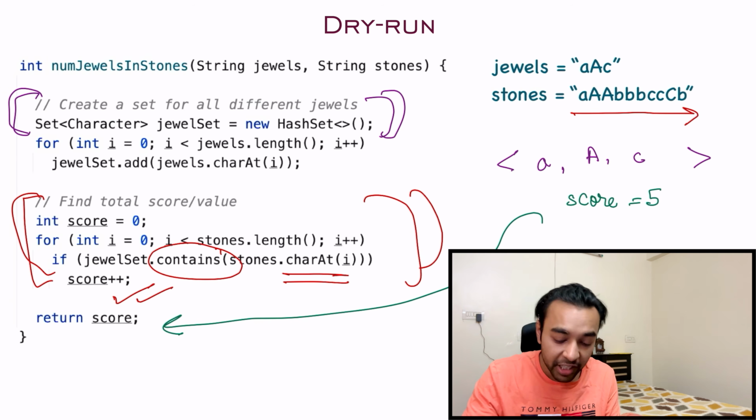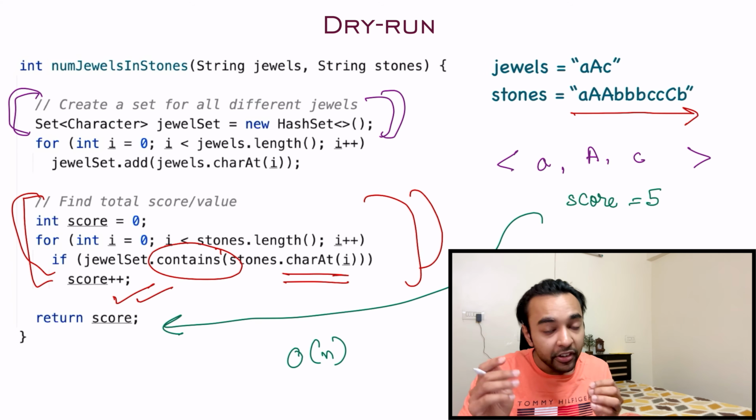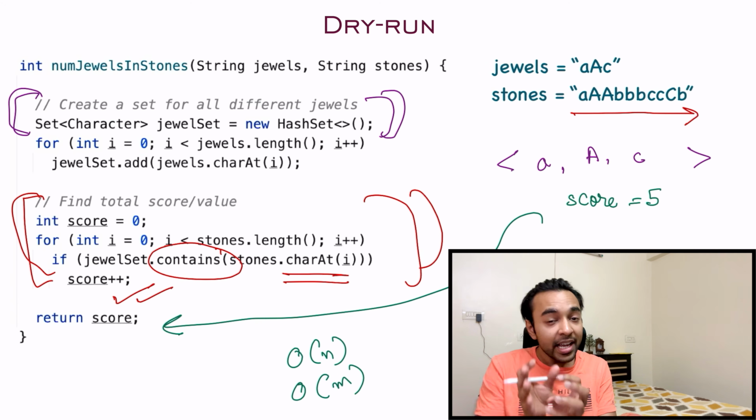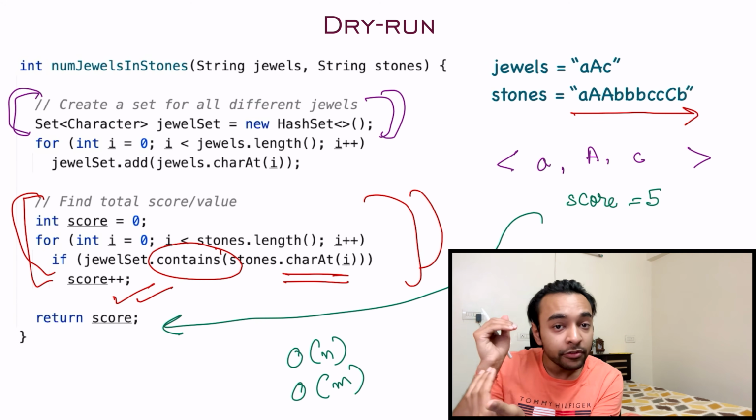The time complexity of this solution is order of n, where n is the length of the string stones, and the space complexity of this solution is order of m, where m is the number of jewels that you have. I hope I was able to simplify the problem and its solution for you.